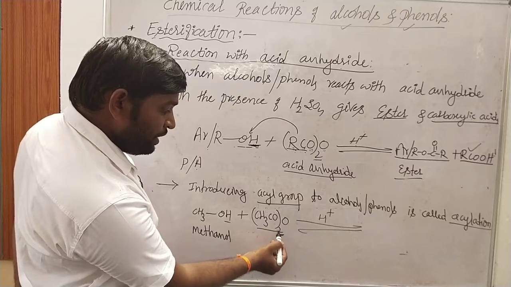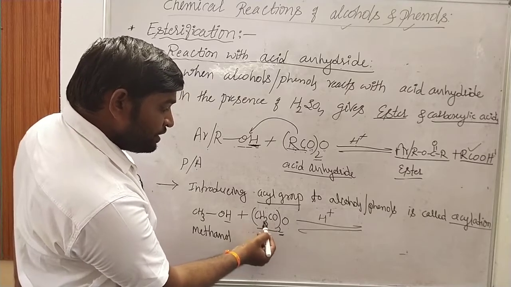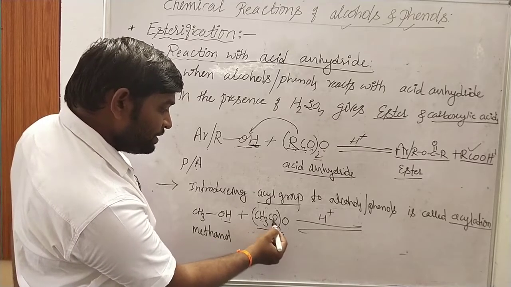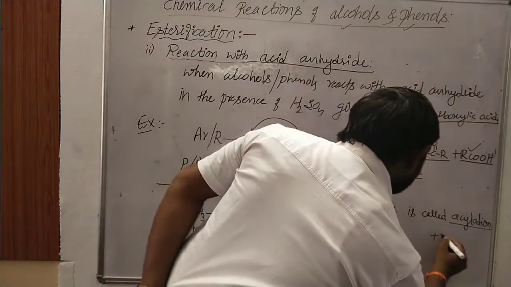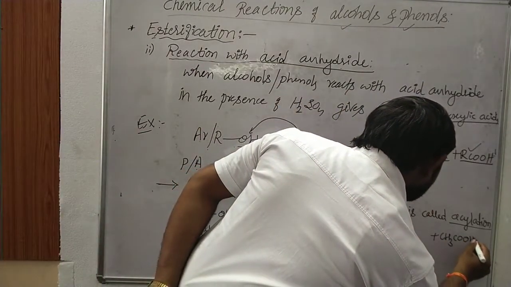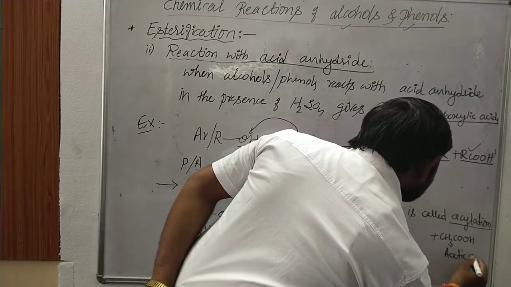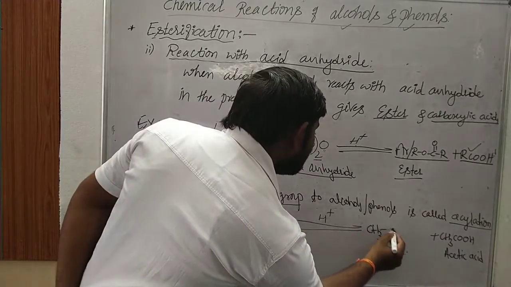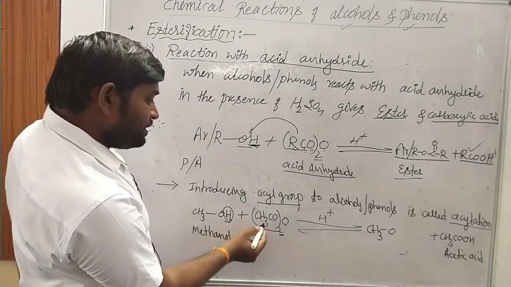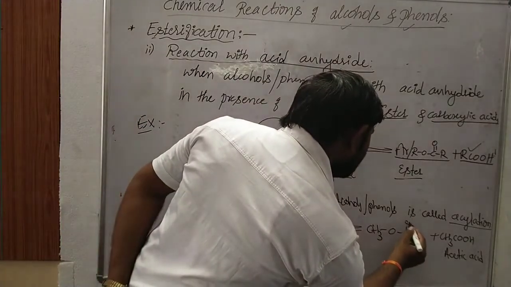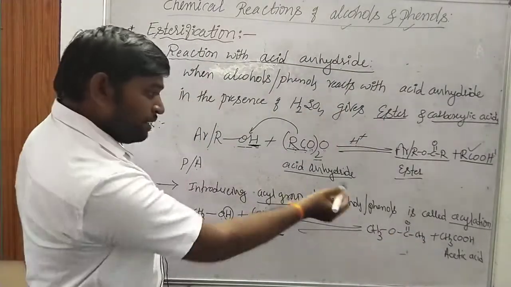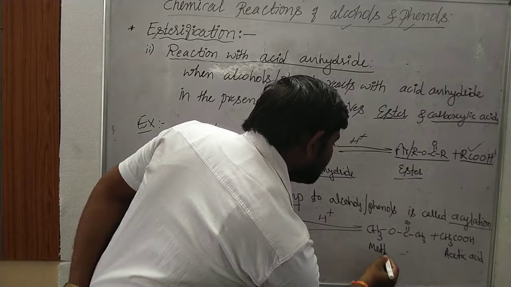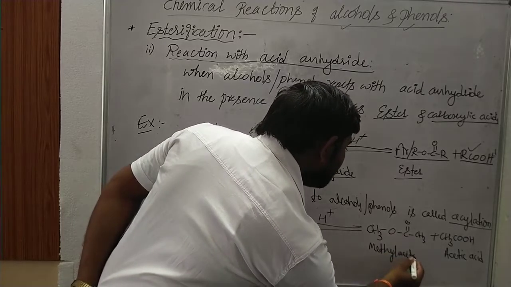See here, it is very important. Two CH3CO molecules are there. One CH3CO will attack the oxygen atom, and the other CH3CO with one more oxygen comes out as CH3COOH. This is acetic acid, which will come out. The rest is CH3O, where H is replaced by the acyl group COCH3. So this is CH3COOCH3. This is the methyl acetate molecule.